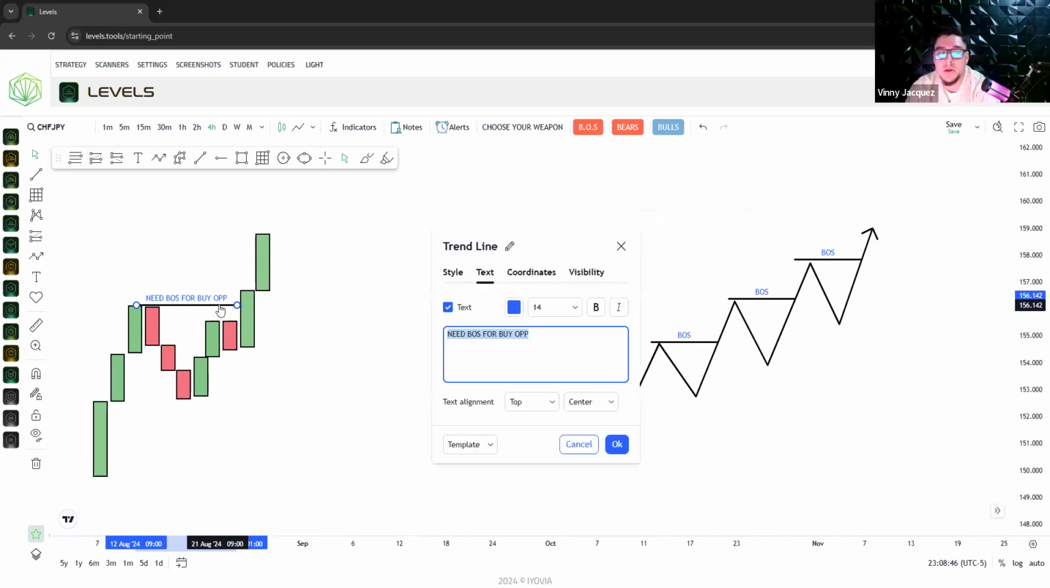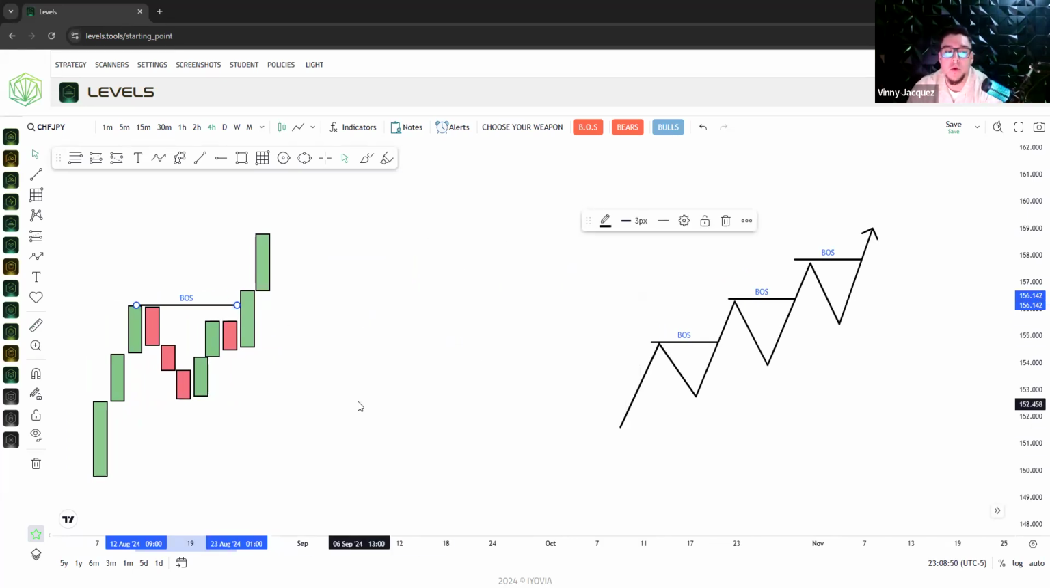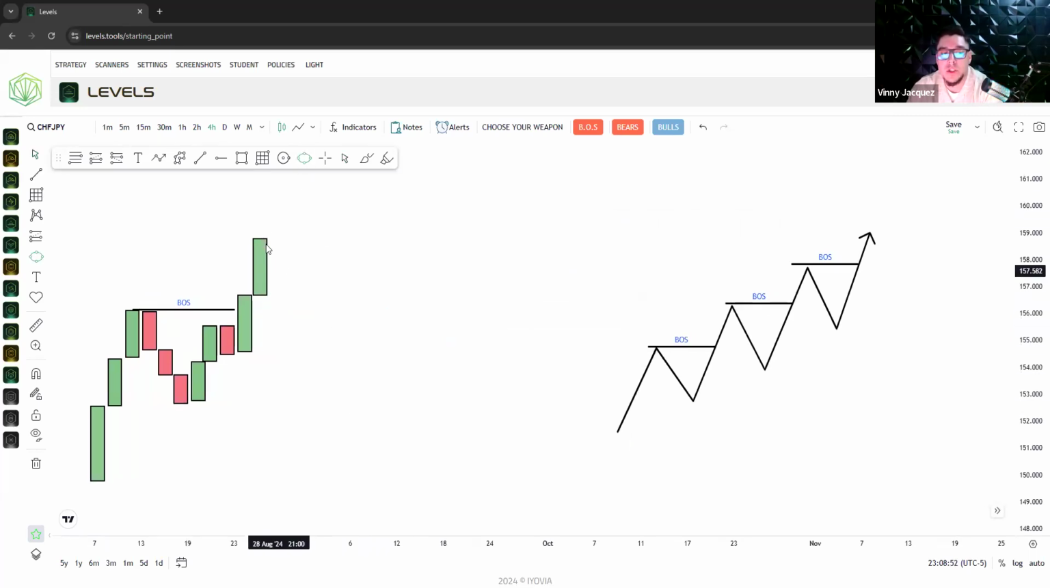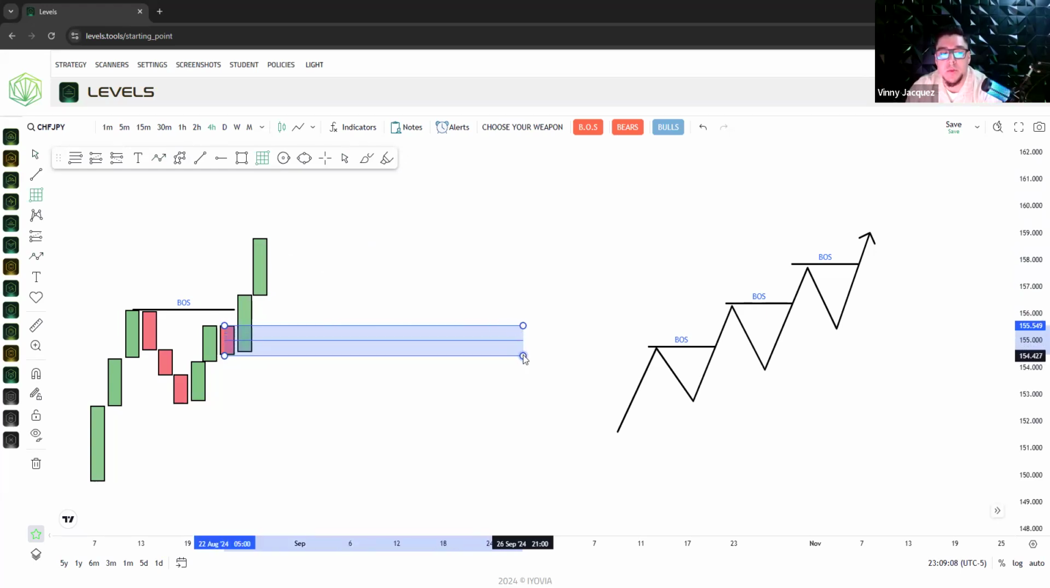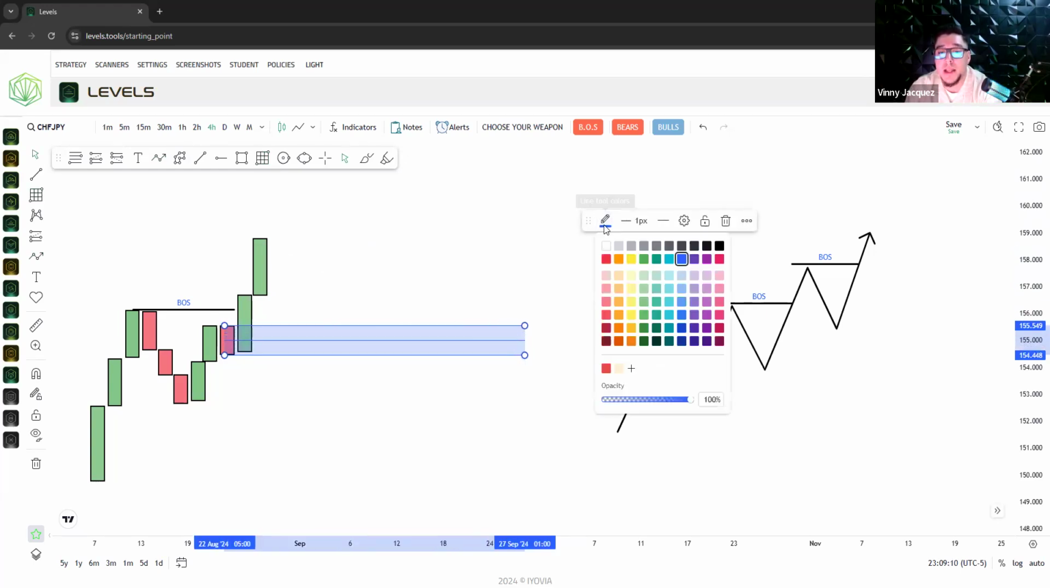We needed the BOS. We got it. Break of structure. Cool. Now, once we've identified the breakout rally, let's follow that rally back to the last selling candle that gave us that bullish momentum, right? So 1, 2, 3, right here. This is the last selling candle. So this is going to be my starting point. This is going to be my demand zone.